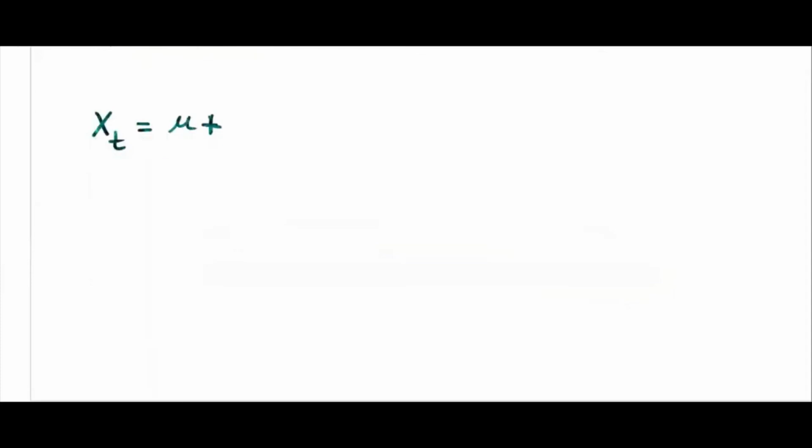So now xt is mu plus alpha times (xt minus 1 minus mu) plus et. So this is the general one. If you want to analyze using this, then what will happen? You can say this way.